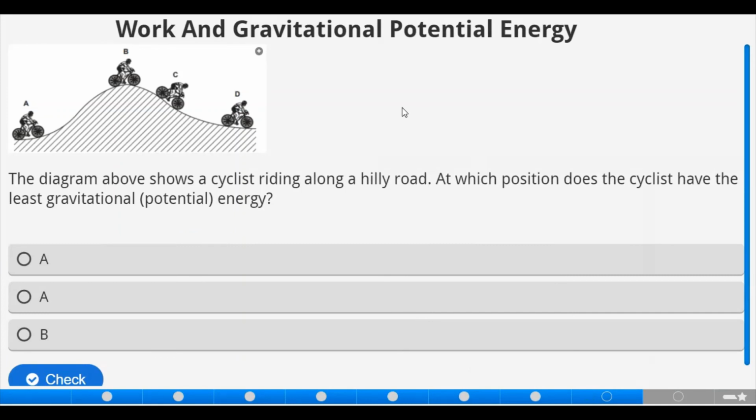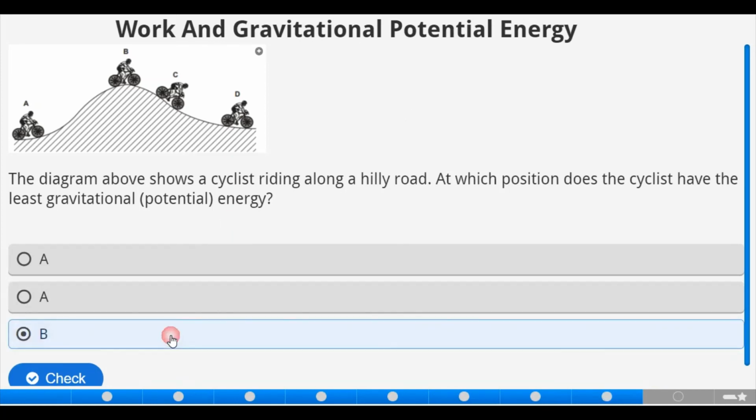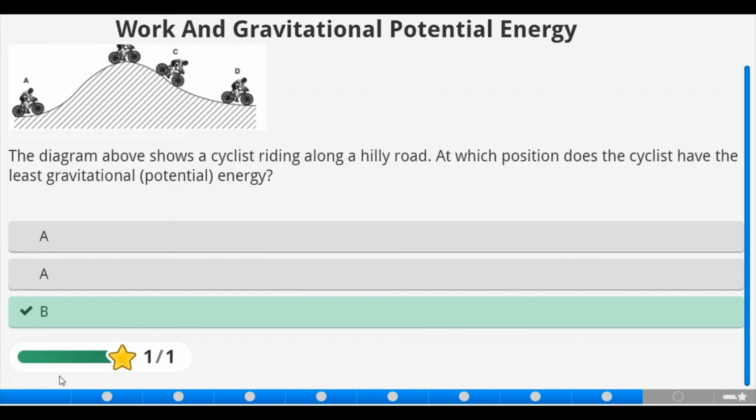Looking at this question, under work and gravitational potential energy, the diagram above shows the cyclist riding along a hilly road. At which position does the cyclist have the least gravitational potential energy? Now, to have the highest gravitational potential energy, that will be at B. But to have the least gravitational potential energy, that will be at A. That is due to the height. But here we have the highest gravitational potential energy, so that is at B. Let's pick B and check. That is correct.